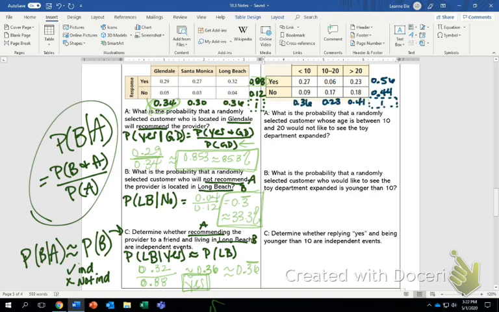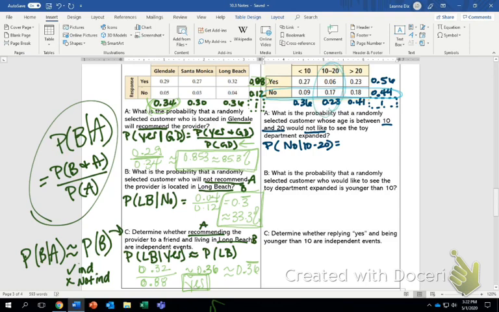And then part A says, what is the probability that a randomly selected customer whose age is between 10 and 20, so that's my A event, would not like to see the toy department expanded? So we'd say the probability of saying no, given that they are between 10 and 20. So if I were to circle both columns, no, and between 10 and 20.